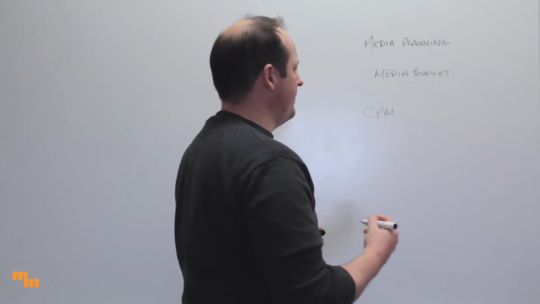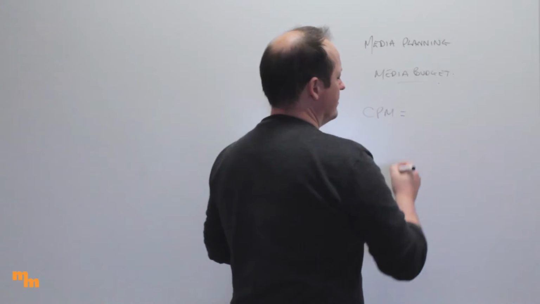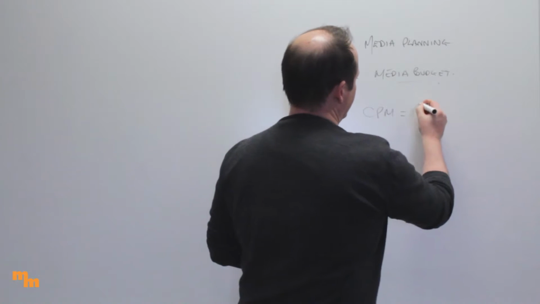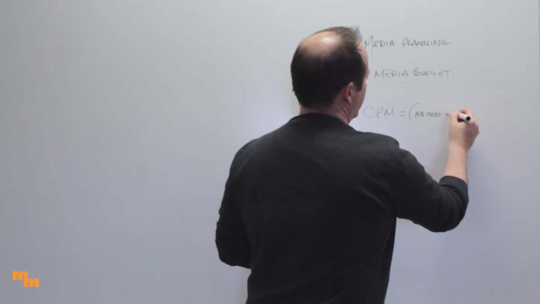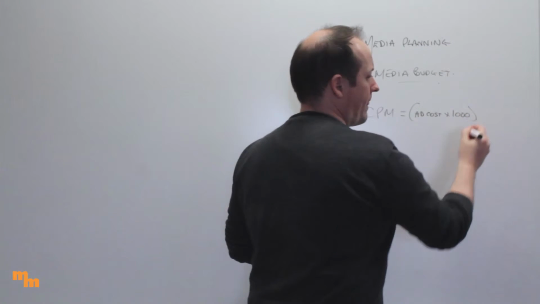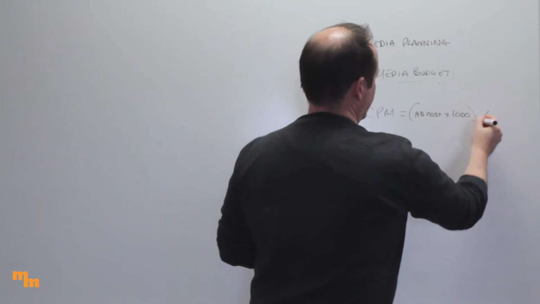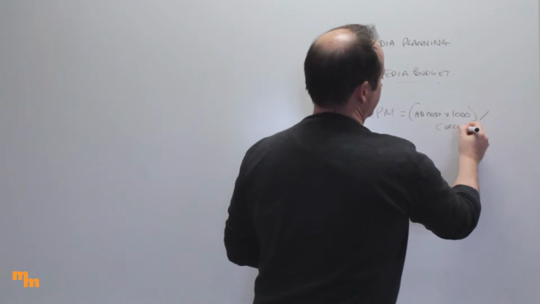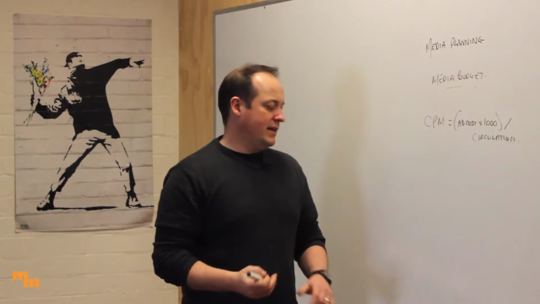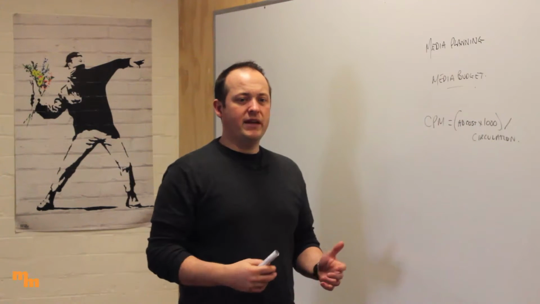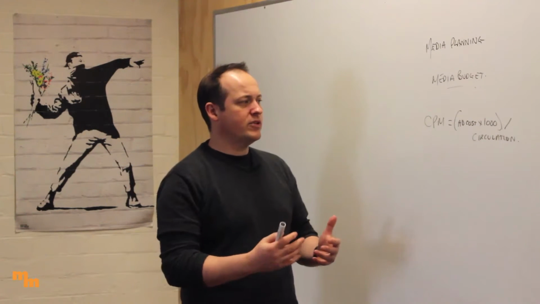And the CPM is the ad cost times 1,000, divided by the circulation. That'll give you the actual CPM of that. So what you can do is start to compare what's where.